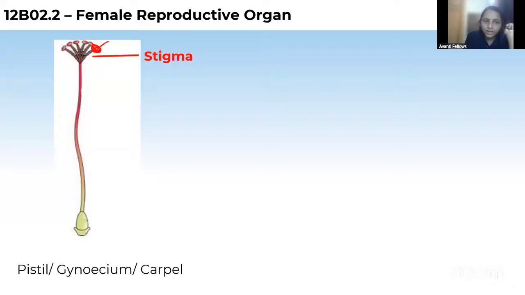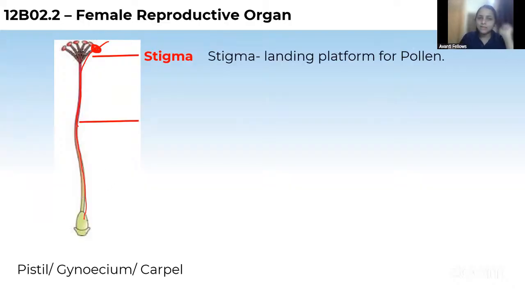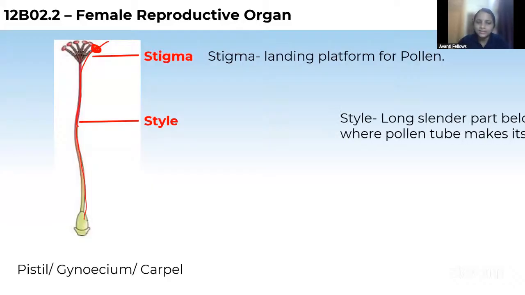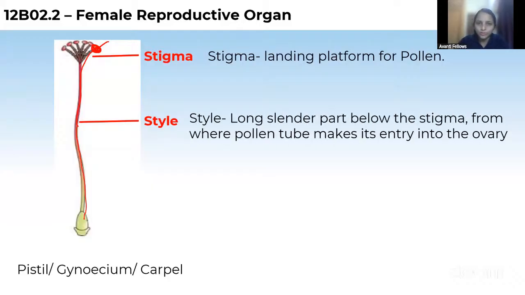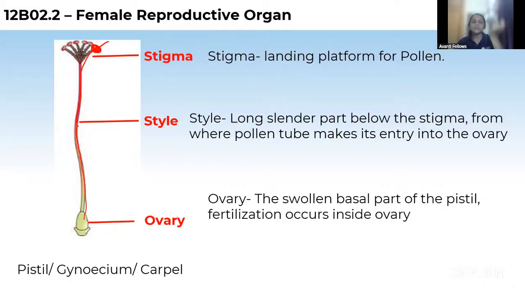The stigma receives the pollen grain. Next, the pollen grain will form the pollen tube and it will reach the ovary like this. So the first part is the stigma. Then the second part is the style, through which the pollen tube grows. Then coming to the ovary. In the ovary, it will receive the male gamete, and the fertilization is going to happen in the ovary. There are three parts. Kindly remember: stigma, style, ovary. The function of stigma is to receive the pollen, style is to form the pollen tube, and ovary is to do the fertilization.